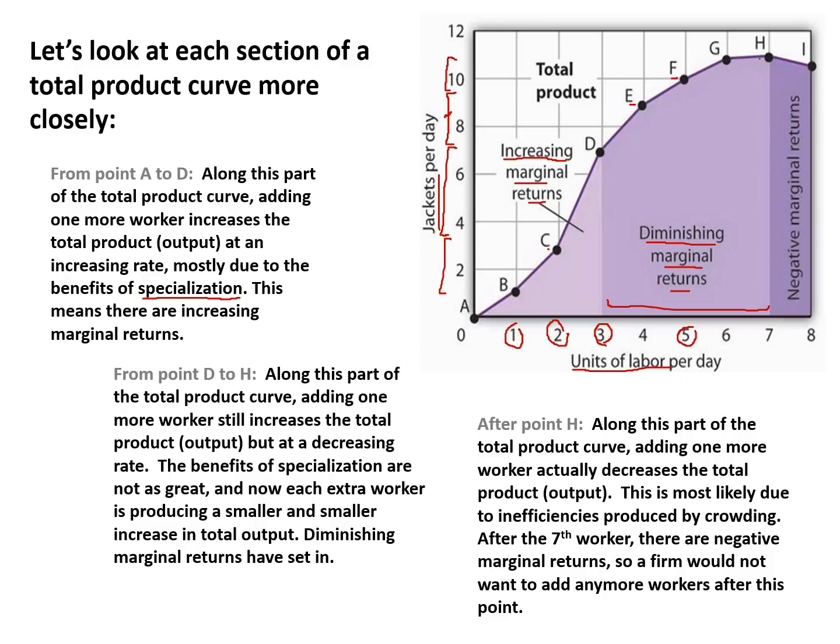Another thing is possible. Beyond H, it could be that the factory is getting truly overcrowded now, and adding an extra worker up to 8 actually decreases the output of jackets per day. Okay, so we could describe that as negative marginal returns. For each additional worker, we're actually having a reduction in the output per day.